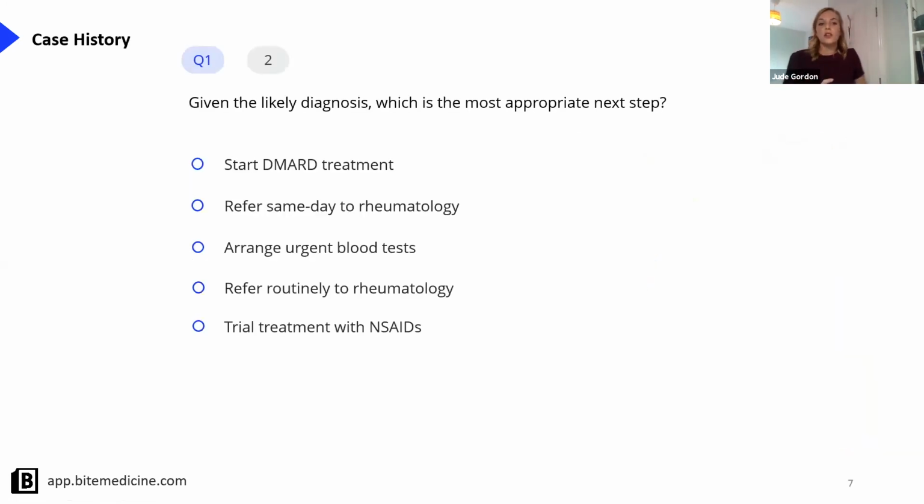So your first question is, given the likely diagnosis based on that case vignette, what's the appropriate next step? Your options are: start DMARD treatments, that's disease-modifying anti-rheumatic drugs; refer same day to rheumatology; arrange some urgent blood tests; refer routinely to rheumatology; or trial some treatment with NSAIDs. I'll give you a little bit of extra time for this one while everyone gets sorted.